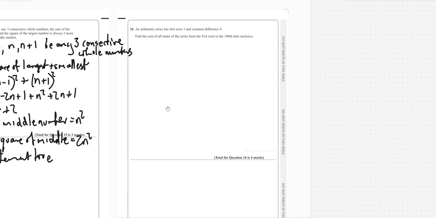An arithmetic series has the first term 1 and the common difference 4. Find the sum of all terms of the series from the 41st term to the 100th term inclusive.